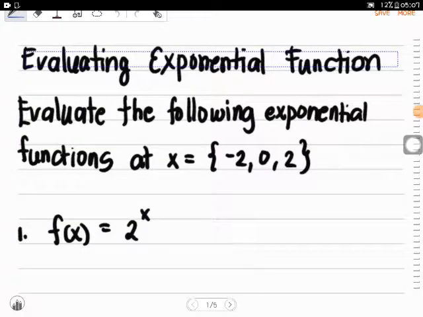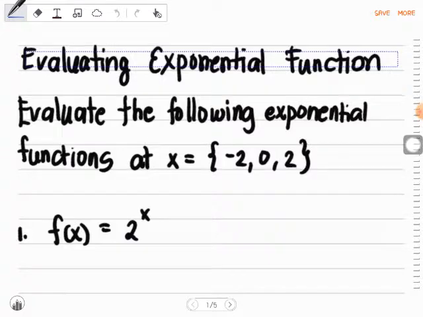Good day everyone. Our topic for today is all about evaluating exponential functions.